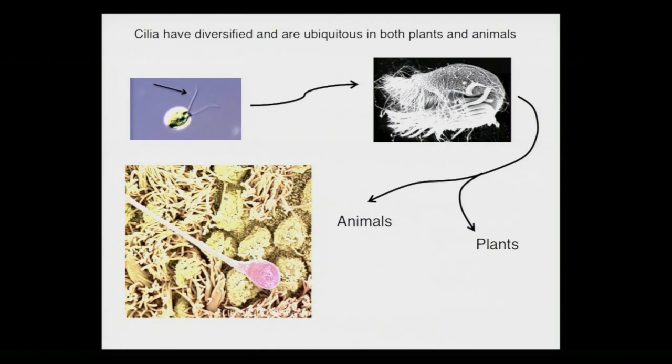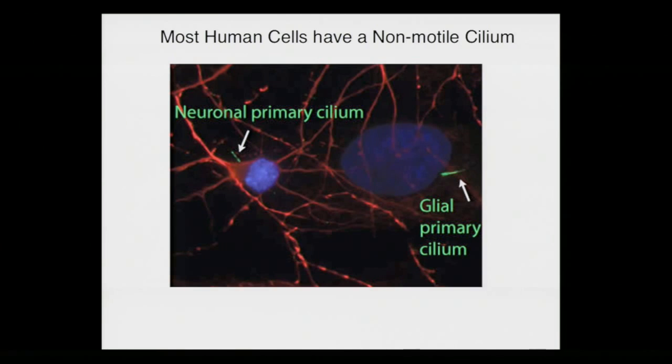Now, this turns out to be just the tip of the iceberg for these guys, because if you look at most cells in the body, except for blood cells, every single cell still extends a cilium. It's non-motile. It's lost the ability to move. It's a very short, stumpy structure, pretty hard to see.